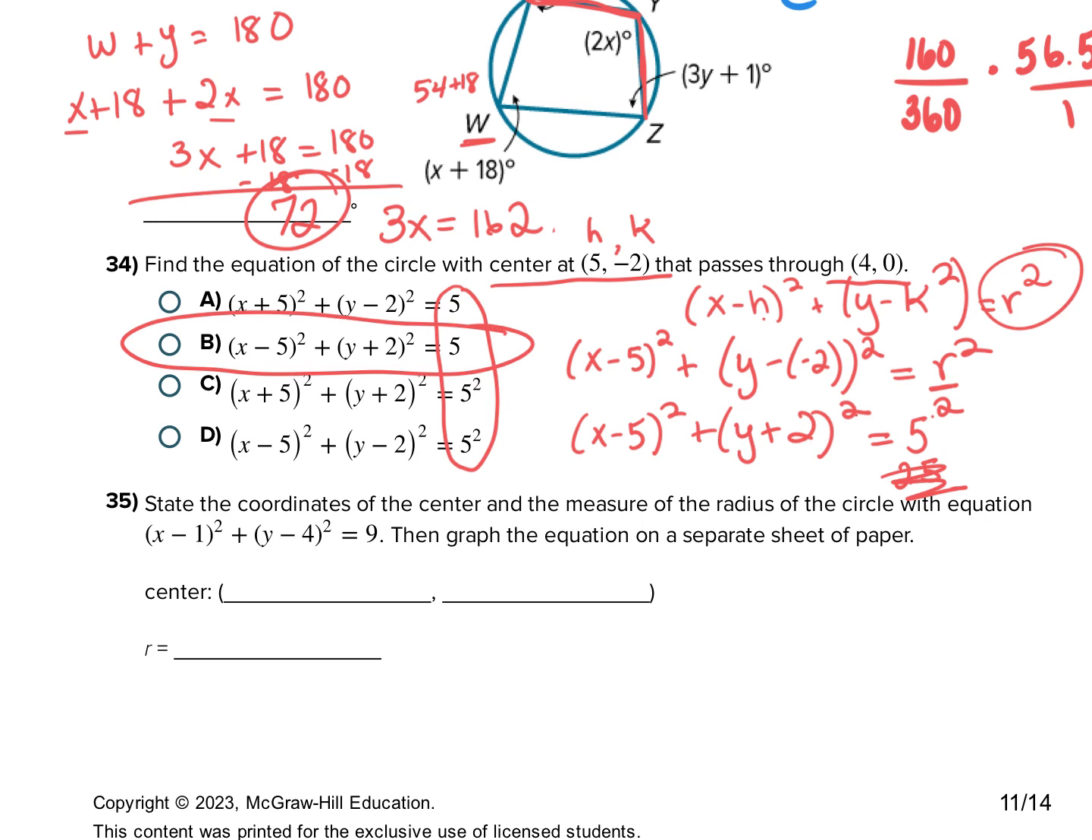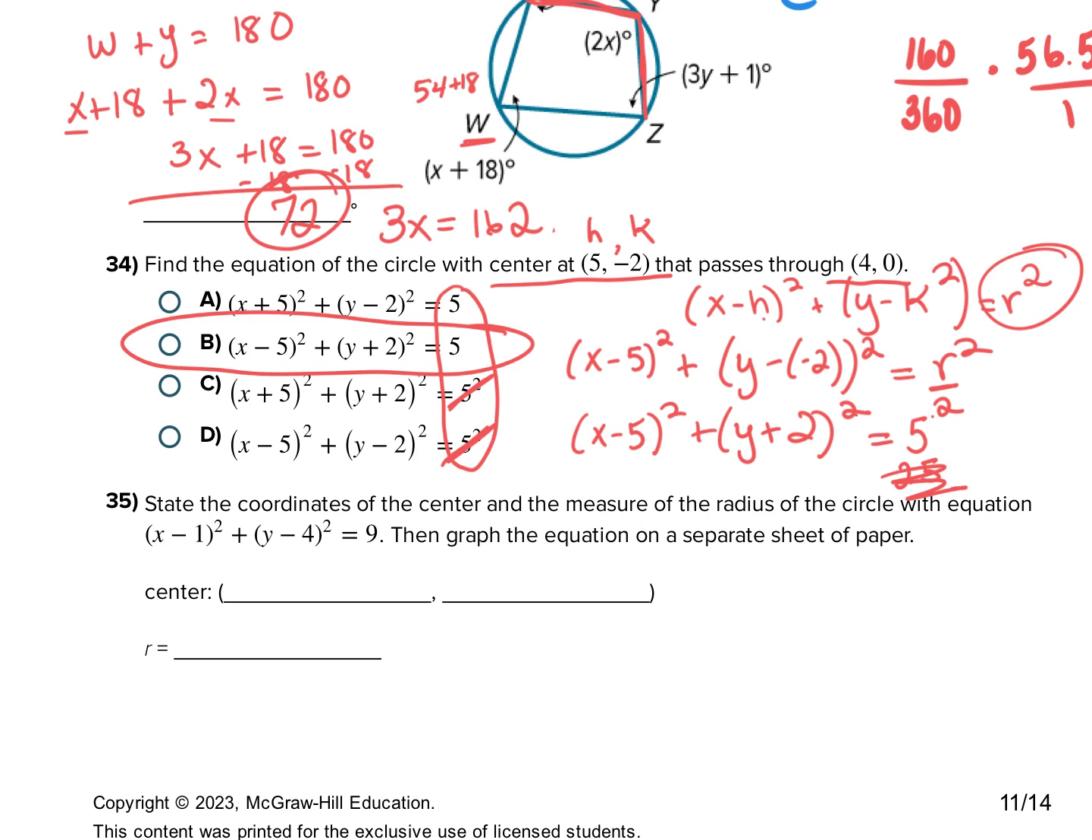So be careful. I made an assumption that just by squaring 5, it would tell us what the radius is, and in which case I was incorrect. We actually had to take the time to find the distance between the center (5, -2) and the point the circle lies on, which is (4, 0).